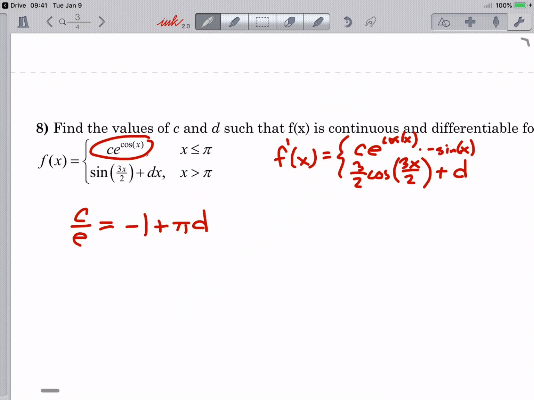Now I go to this function here, f prime of x. Limit as I go to pi from the left. Sine of pi is 0, so the top function is simply 0. Plug pi into the bottom function, which is the limit as x goes to pi from the right of f prime of x. Cosine of 3 pi over 2 is 0, so I get 0 equals d.